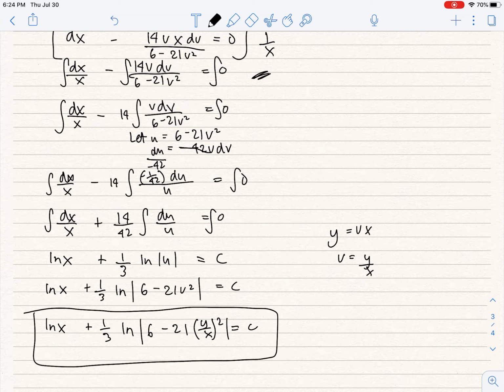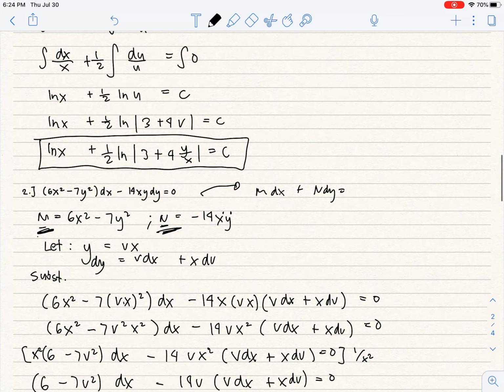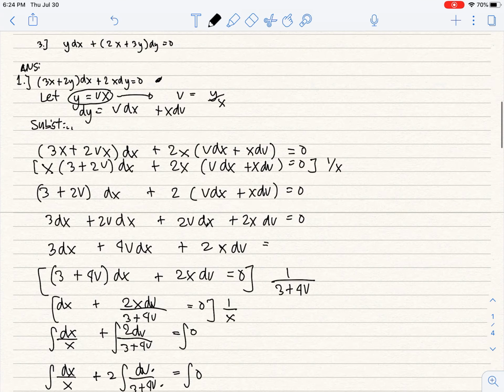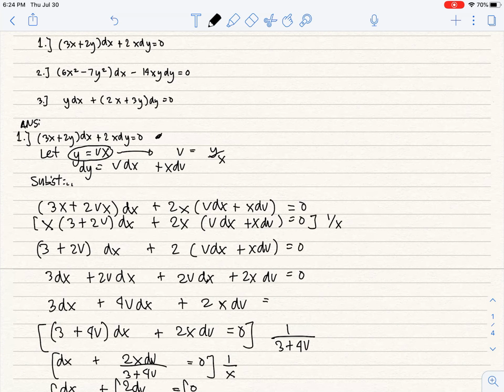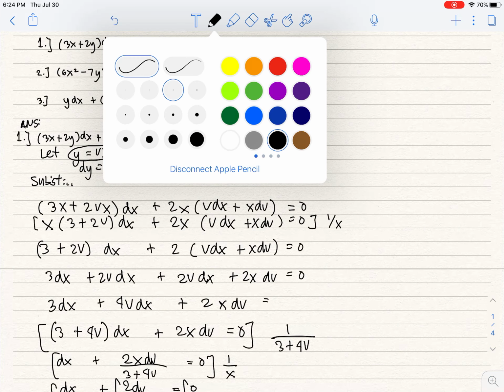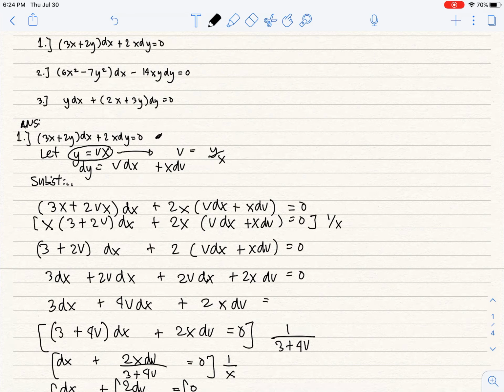Once again, this is an implicit solution because we did not find the value of y, the dependent variable. Okay? So that's the last example. Only three examples, since this is similar and it's also variable separable, so no need for many examples.